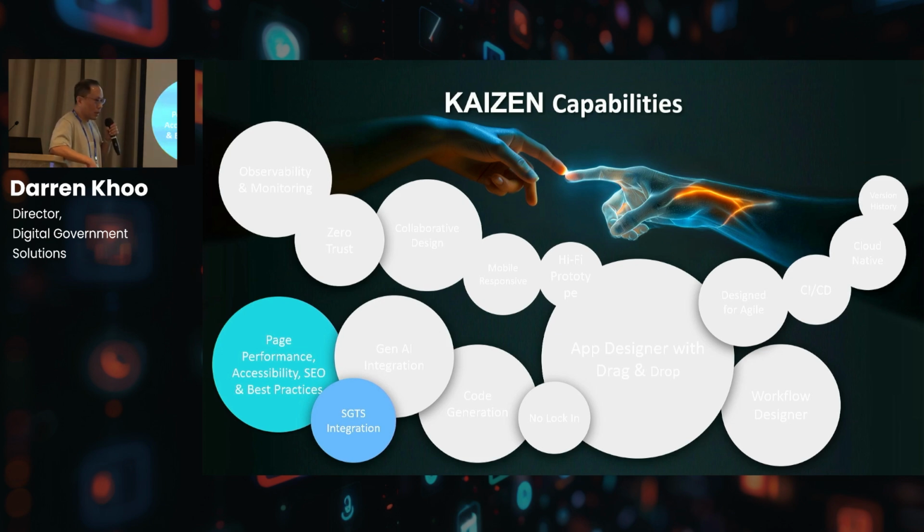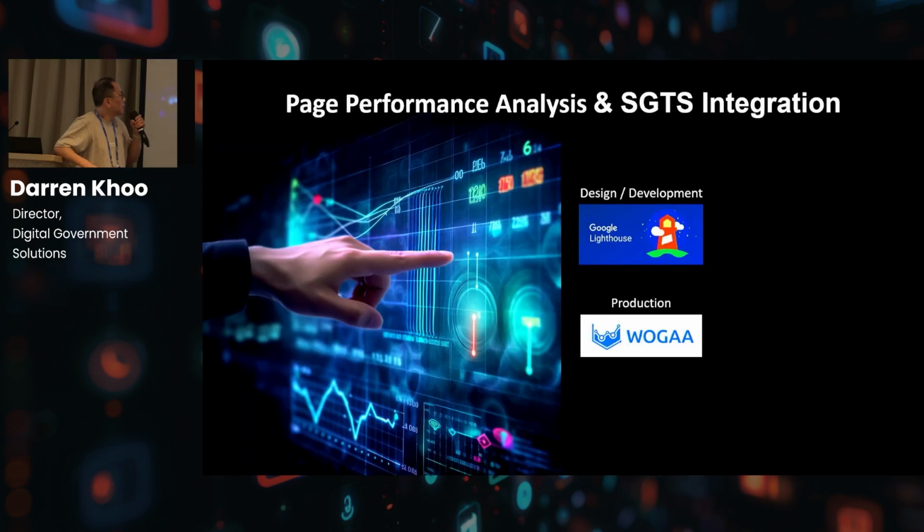Okay, so this is about your page performance analysis and your SGTS integration to be compliant with your GovTech requirements. Typically, a government system has to onboard to WOGA. You're familiar with this. So WOGA inspect, actually, but then the problem is that WOGA is only available when your system goes live because it's only on the internet. So what you don't want is, after you roll out a system and then you onboard to WOGA inspect, you realize that there are a lot of issues.